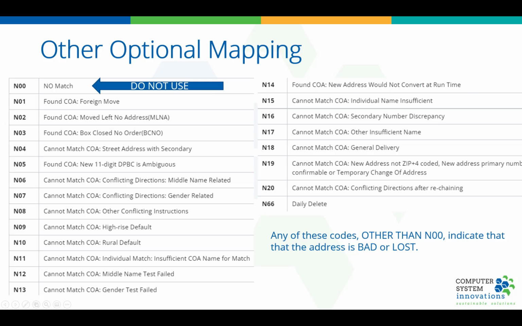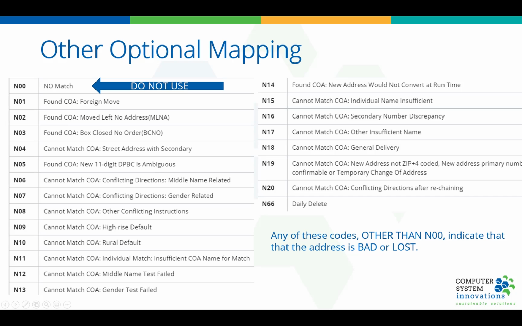By the way, never use N00. That means there was no match in the National Change of Address. You can consider that as nothing happened, okay? I took 855 West Prairie Avenue, took CSI, and sent it out there and it says there's no match, which means CSI hasn't moved, okay? But any of these other ones should be considered an invalid address.